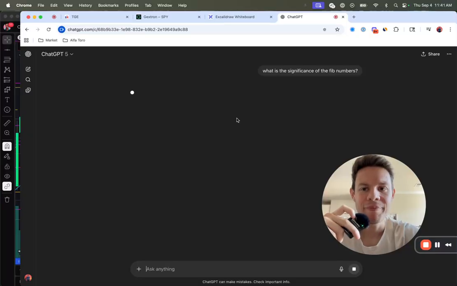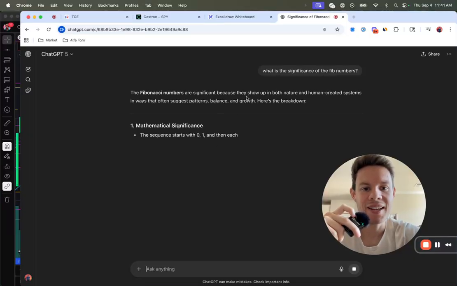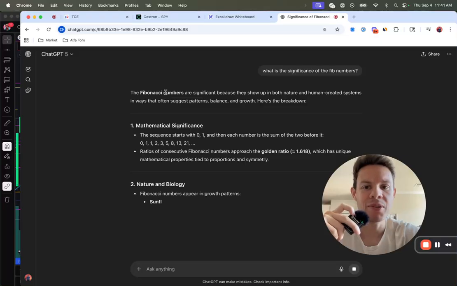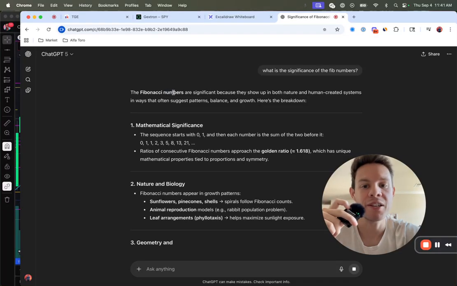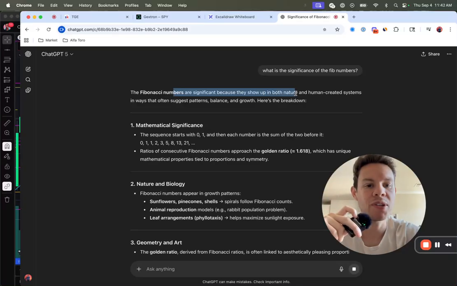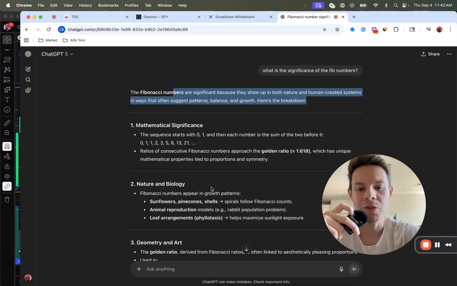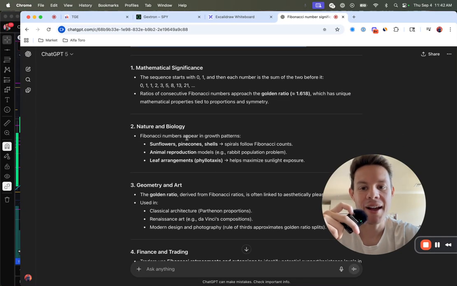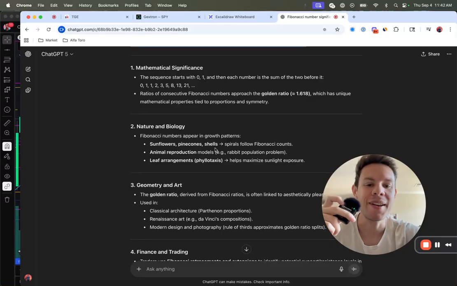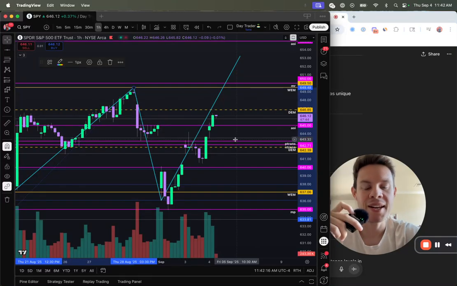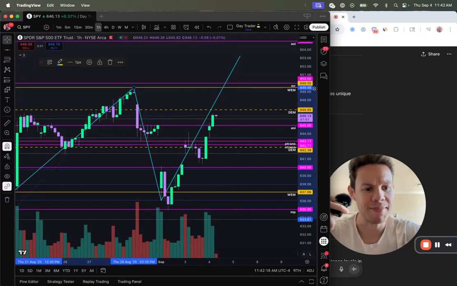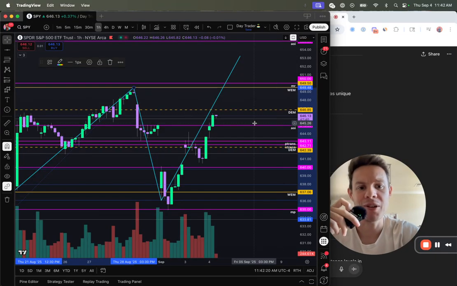I don't understand. Okay, yeah, so Fibonacci numbers, we're asking ChatGPT. Fibonacci numbers are significant because they show up in both nature and human created systems. It just sounds like a bunch of fugazi, okay? Like it has no mathematical purpose here. Nature and biology, sunflowers and pine cones and shells. Like nobody cares, okay? We don't care about that. What we need is more accurate, not because of some nature or some sort of behavioral hippie stuff.